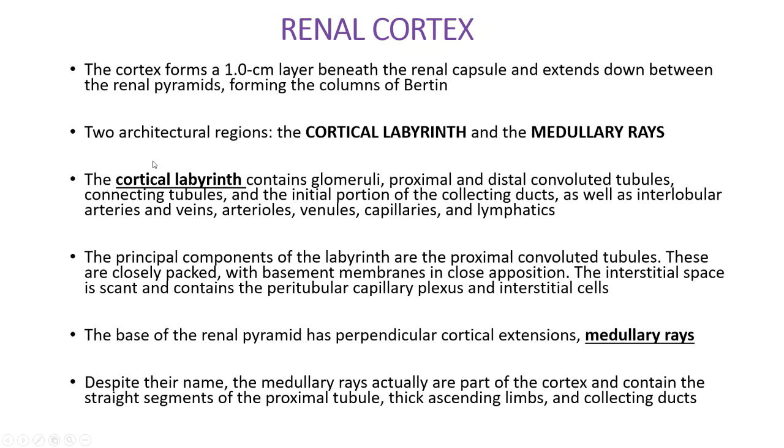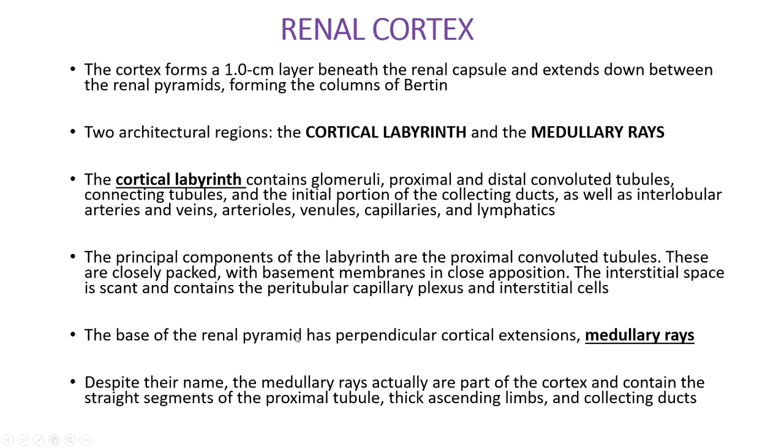The bulk of the renal cortex will be composed of the cortical labyrinth, which again is composed of glomeruli, especially the proximal convoluted tubules, but also a part of the distal convoluted tubules, the connecting tubules, and the very initial portions of the collecting ducts. Along with them, you also have all the other arteries, veins, arterioles, the entire vascular system, along with the lymphatics, which are situated in close proximity to the tubular elements. And of course, the glomeruli are one important component of the renal cortex, which helps to separate them from the medulla, because the medulla will not have these glomeruli.